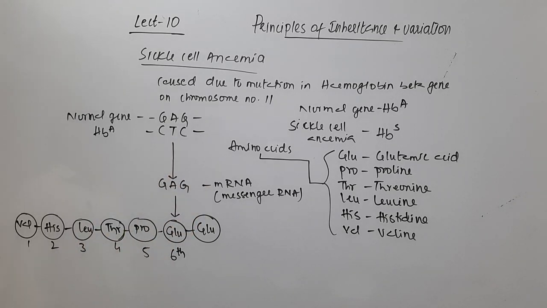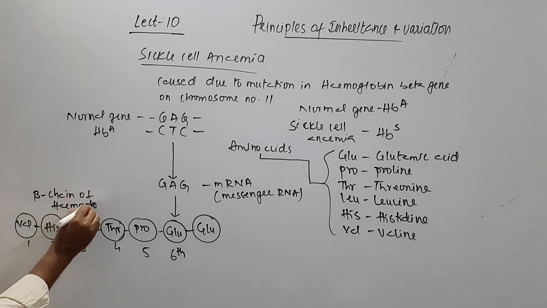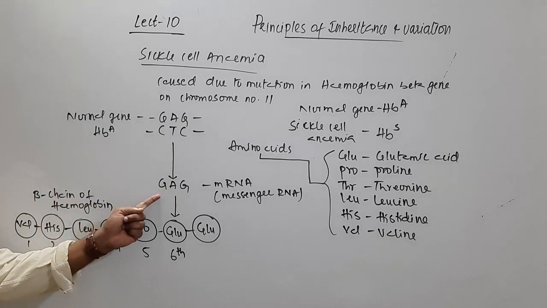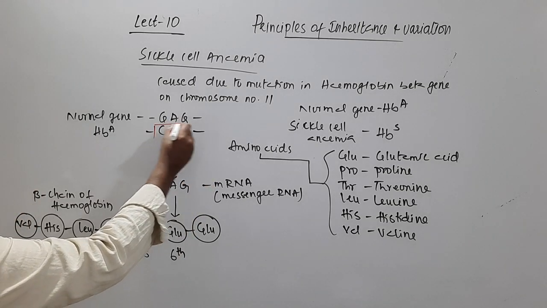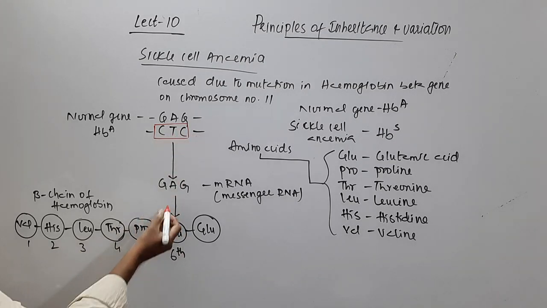So this is what we have in case of a normal gene in the beta chain of hemoglobin. This is the beta chain of hemoglobin, right? In the sixth position we have glutamic acid. So this one codes for glutamic acid.